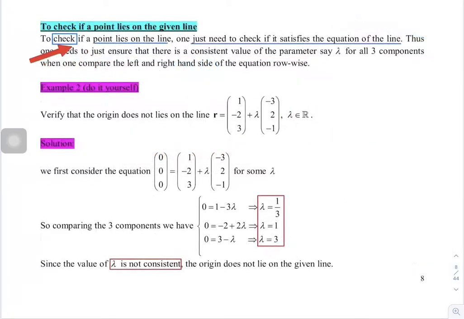To check whether a point lies on a given line, we check whether the point satisfies the equation of the line. To check whether a point satisfies the equation of the line, we need to check whether there is a consistent value of the parameter lambda for all the three components x, y and z. I will let you read example 2 on your own to see how we can check whether a point lies on a given line.